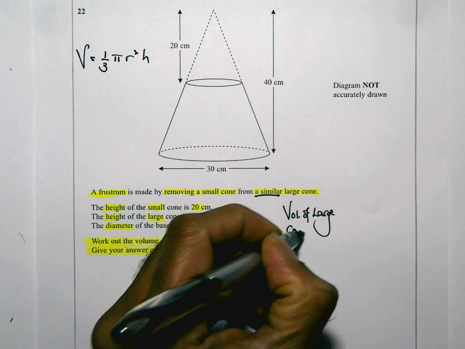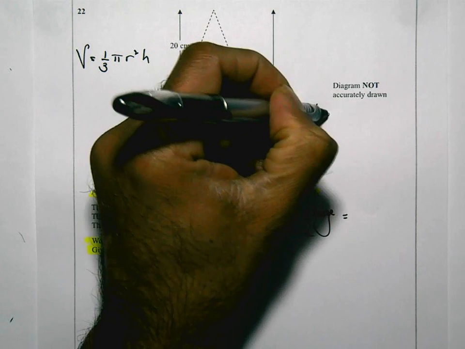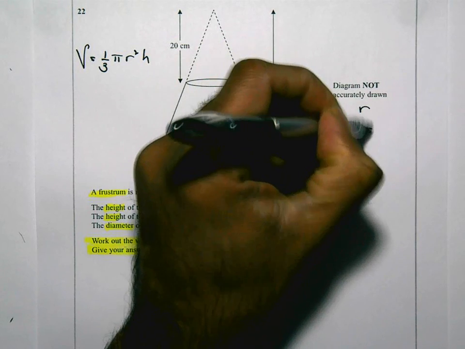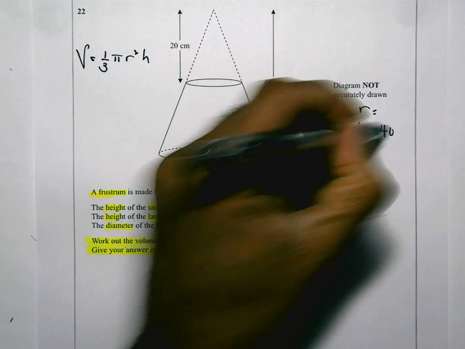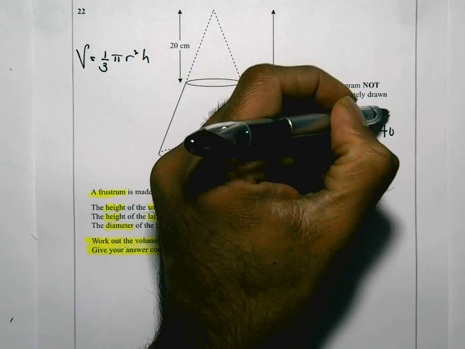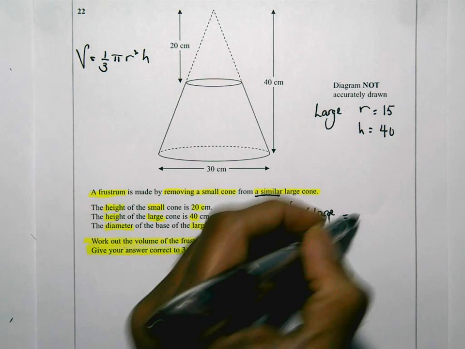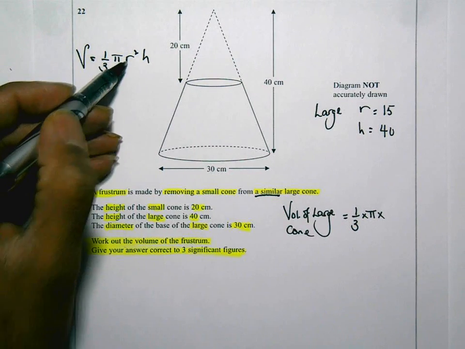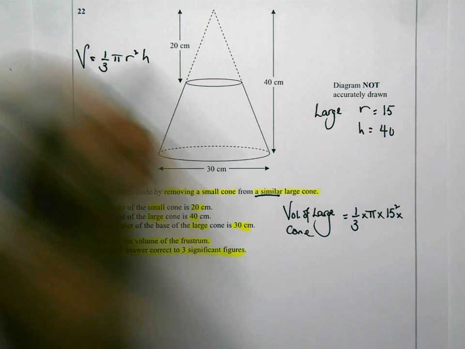is equal to, now for the large cone, I need to know what the radius of the base is, and I need to know what the height is. So the height of the large cone is 40, and the base of the cone, its diameter is 30, so the radius of it is going to be 15. Now I'm going to use the formula 1/3 times pi times radius squared, so that means 15 squared, and then times it by the height, which is 40.